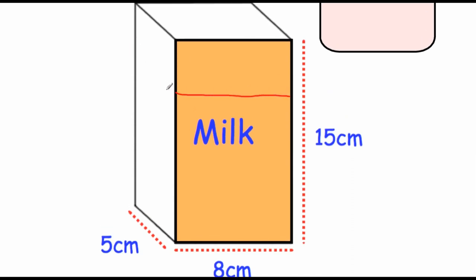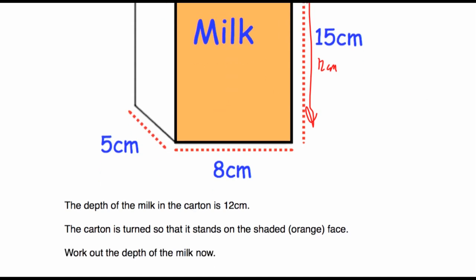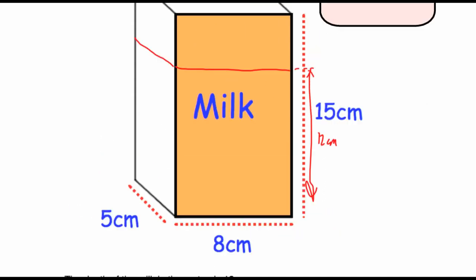So if we were to imagine the milk in the container, it would be something like that, where the height of it would be 12 centimetres. So it'd be 12 centimetres, the depth of milk. And the question says the carton is turned so that it stands on the shaded orange face. So it's going to be sort of flipped down so that it stands on that shaded orange face. In other words, that face is going to go on the table. And the question says, work out the depth of milk now.